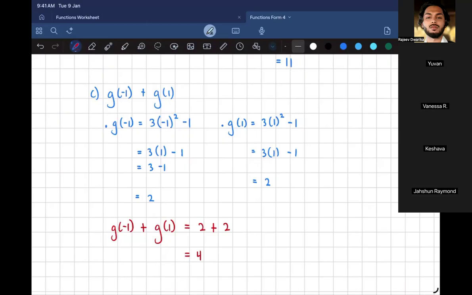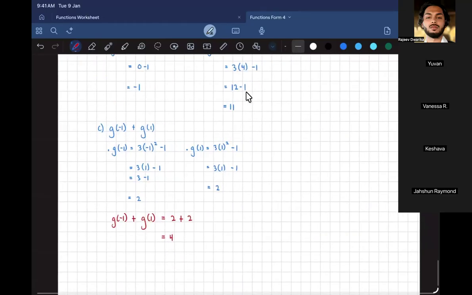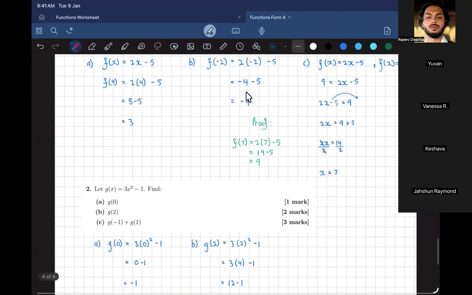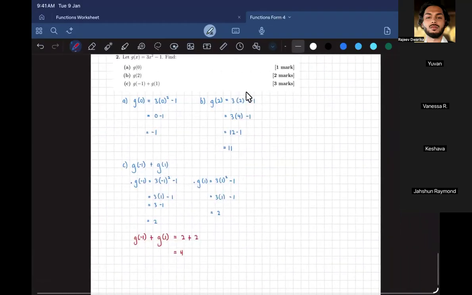In your opinion, how was that? Normal. Once you just solve it part by part, it's easy. Exactly. Right? All right, so that's that for question 2. Let's move on to question 3.